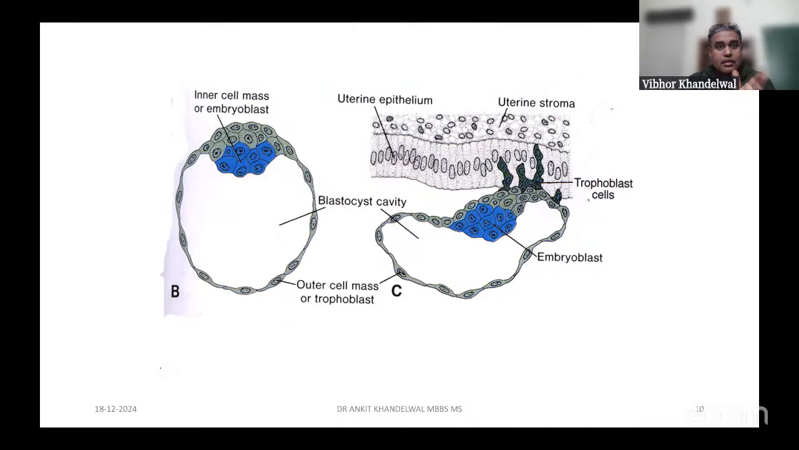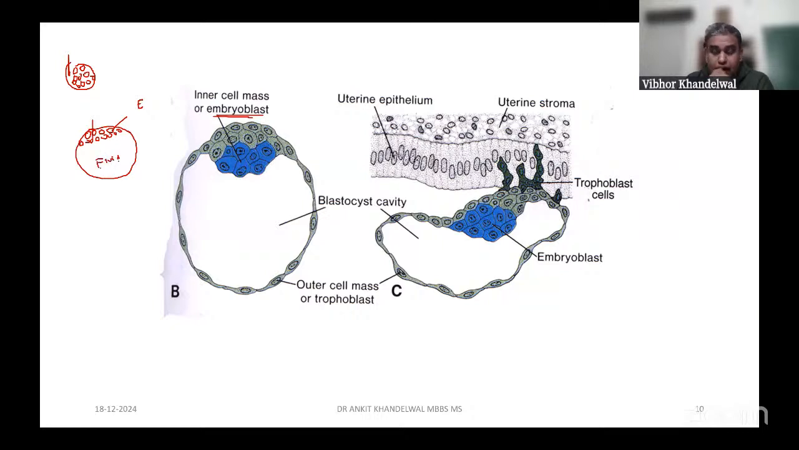Now here's another image just to show you what is happening. In the beginning, we were seeing a group of cells over here, which we call blastomeres. Now see what is happening at the end of the first week. In this zoomed-in image, when the zona pellucida disintegrates, fluid enters. When the fluid enters, these cells are pushed to one side. These blue cells are known as the embryoblast, E over here. The rest is the fluid over here.